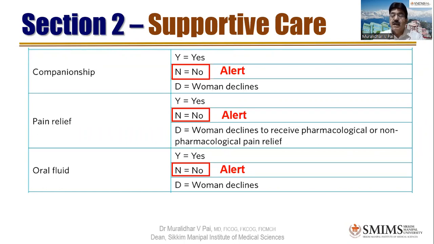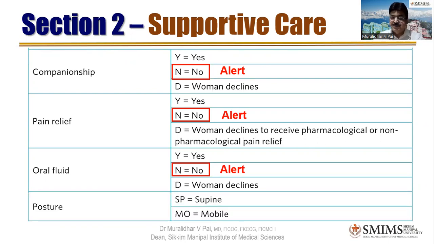Oral fluids. It is better to avoid unnecessary IV fluids, because that will overload the system, especially if she is a heart disease patient or a preeclampsia patient. It can be detrimental. So always encourage oral fluids. It can be anything. Simple water also is okay.